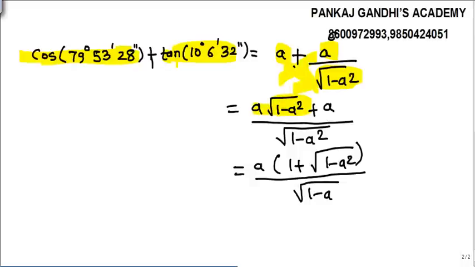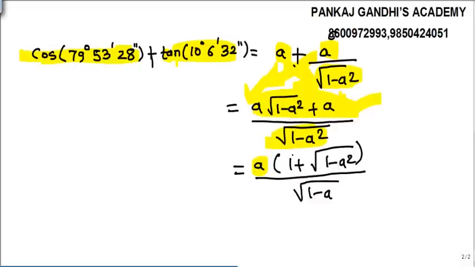This A into this and A into 1. So A into under root of 1 minus A square plus A divided by under root of 1 minus A square. So we will take A common, because here is A and here is also A. That's why we will take A common from the numerator, A, and value of here 1, and here under root of 1 minus A square, divided by under root of 1 minus A square. So this way we got the answer. Value of this cos of 79 degree 53 minutes 28 seconds plus tan of 10 degree 6 minutes and 32 seconds is equals to A times (1 plus under root of 1 minus A square) divided by 1 minus A square.